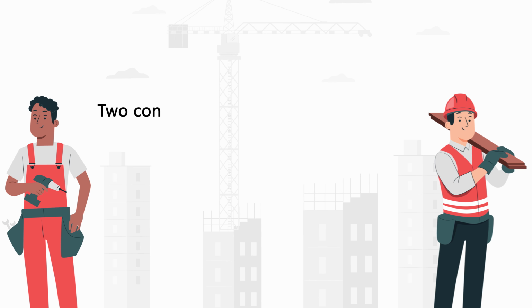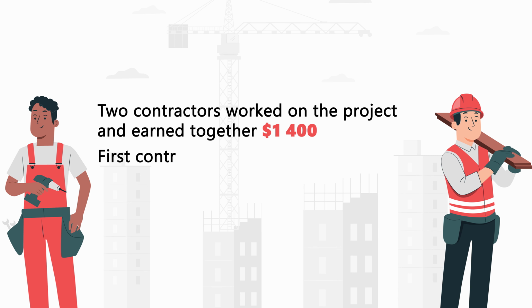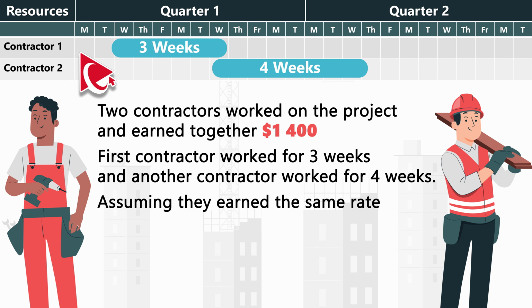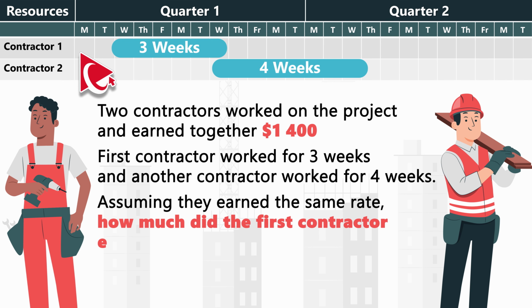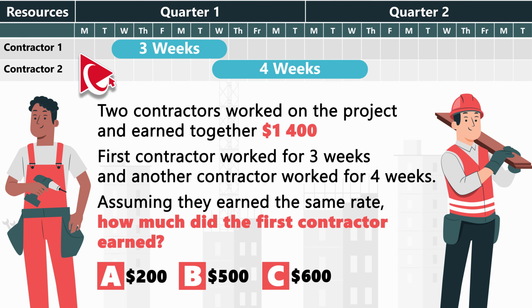Because in our problem, 2 contractors worked on the project and earned together $1,400. First contractor worked for 3 weeks and another contractor worked for 4 weeks. Assuming they earned the same rate, how much did the first contractor earn? And you're presented with 4 possible choices. Choice A, $200. Choice B, $500. Choice C, $600. And last but not least, choice D, $900.